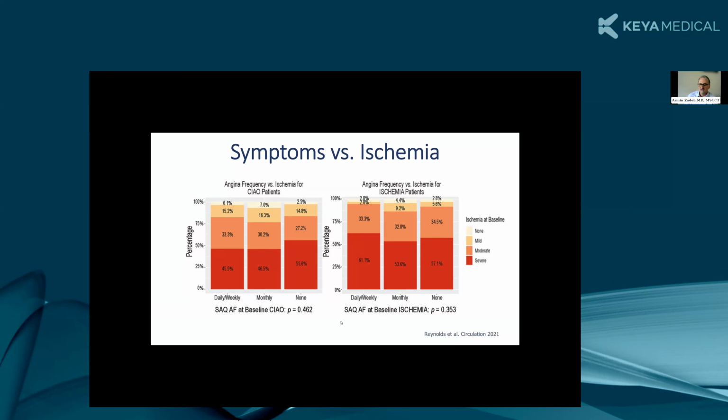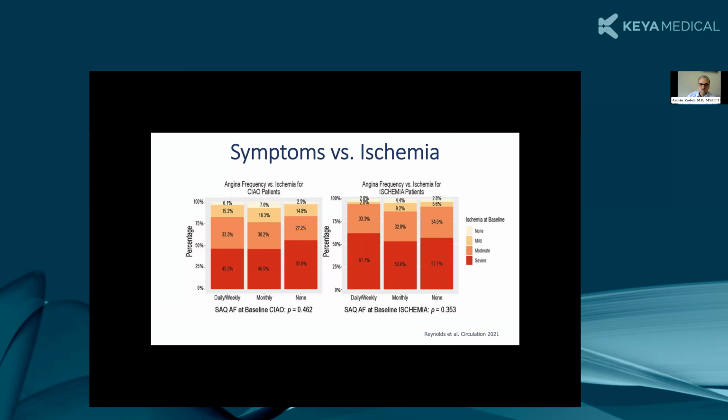So meaning that if you identify a patient who has an abnormal FFR, let's say like 0.7, does this patient benefit from an intervention? And the question is, not necessarily. If the patient does not have angina, the benefit of it is symptom relief. The patient does not benefit if the patient does not have angina.